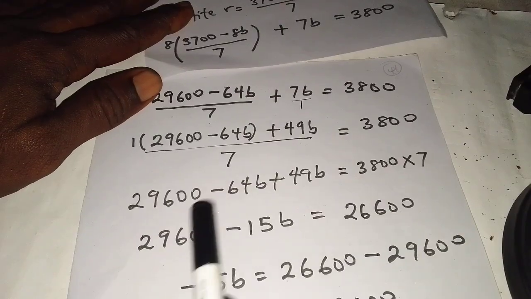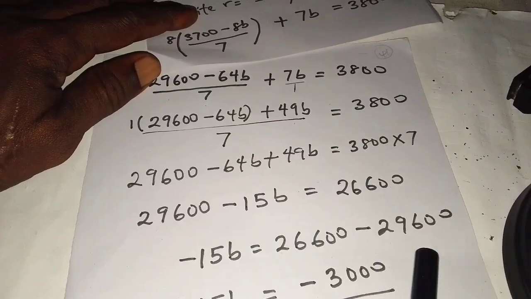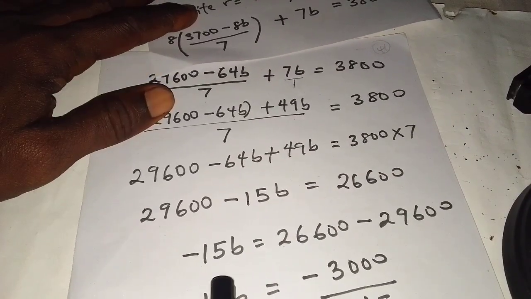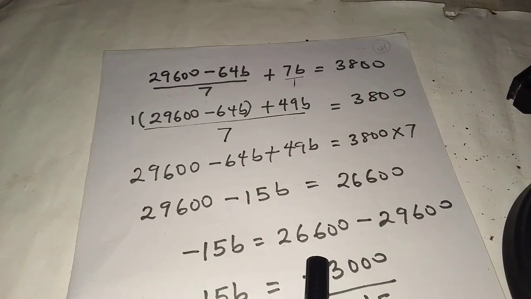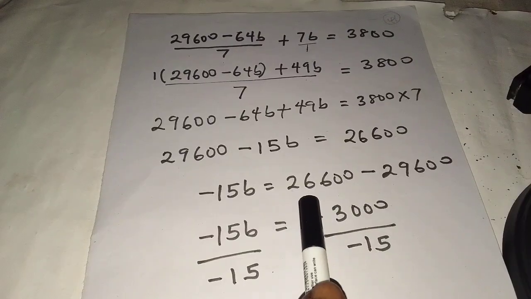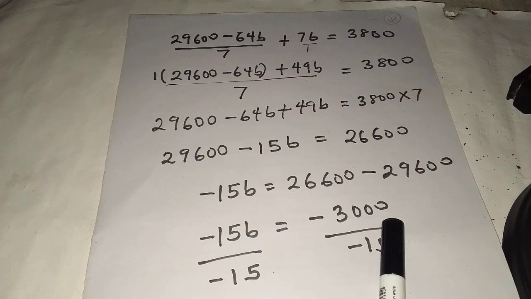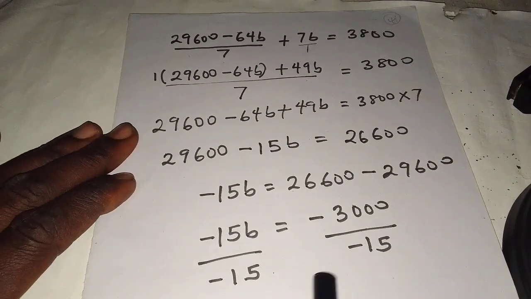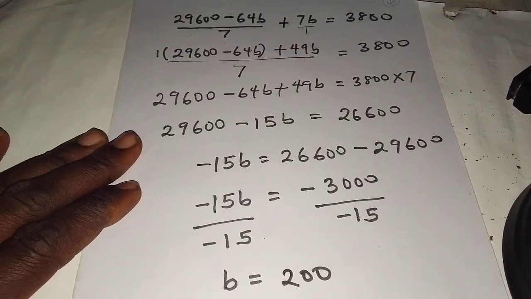So now if I bring this constant to join this one here, it will turn to minus 29,600. So minus 15B equals 26,600 minus 29,600. That will give us minus 15B is equal to minus 3,000. To get B, you divide both sides by minus 15. Your value for B is 200 naira. So that means the price of beans per kilogram is 200 naira.